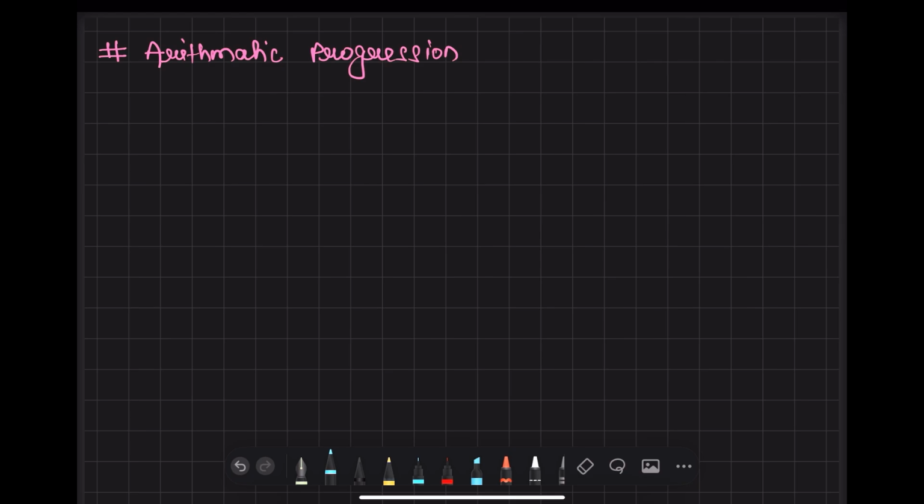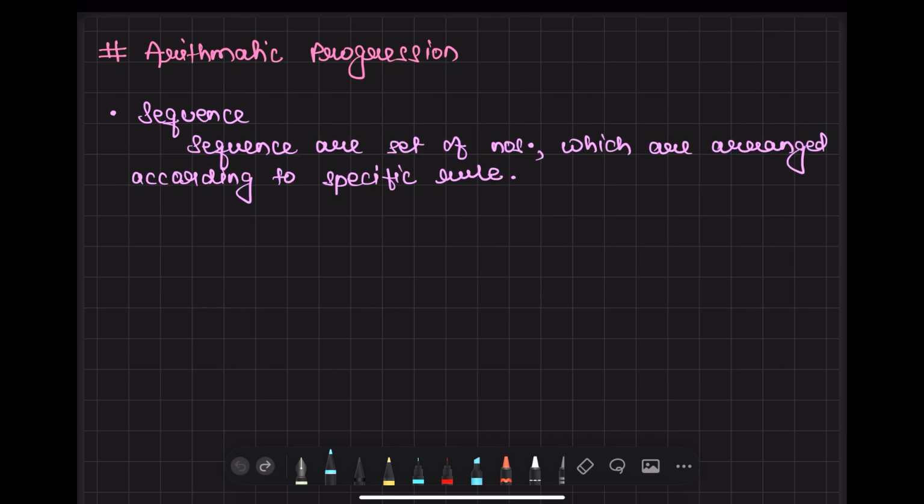So, we got a wholesome new session in which we will deal with arithmetic progression. This chapter is divided into so many segments. We will crack that one by one. First, we will try to understand what is the meaning of the word sequence. So, try to understand what this sequence means.